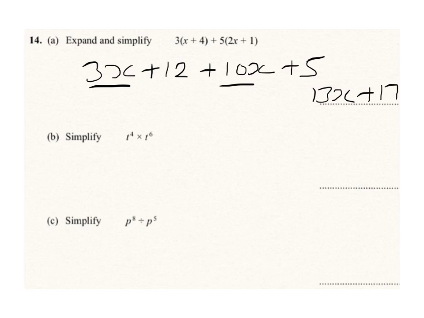So the next one, remember that you've got to add these powers together, and so you're simply looking for t to the power 10, and with division it's the opposite, we do 8 subtract 5, which is 3. That's the answer to question 14.